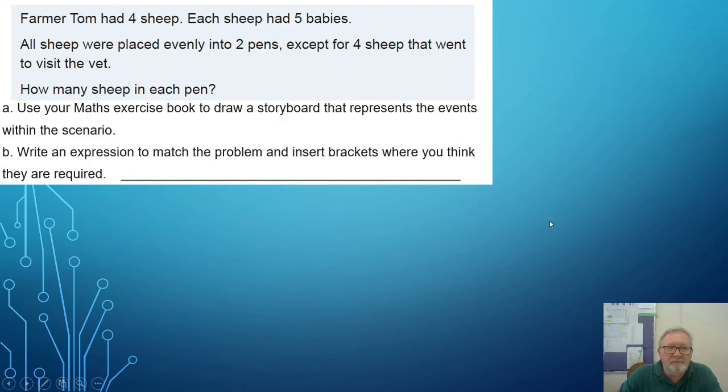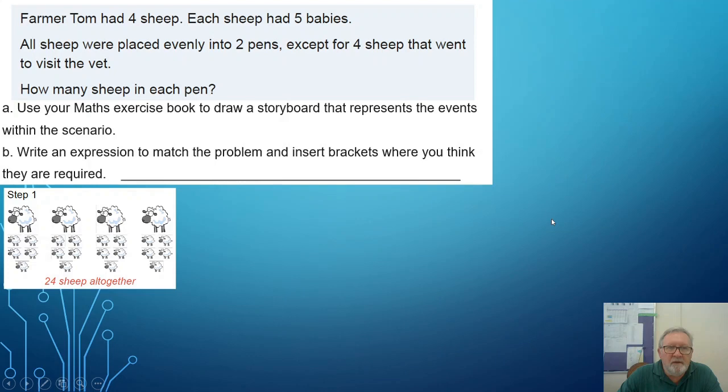Let's see how you went. So, there are 24 sheep altogether if we use the scenario. 4 sheep, 1, 2, 3, 4, and each of those had 5 babies, 1, 2, 3, 4, lots of 5. So that's 4 sets of 6, 24 sheep altogether.